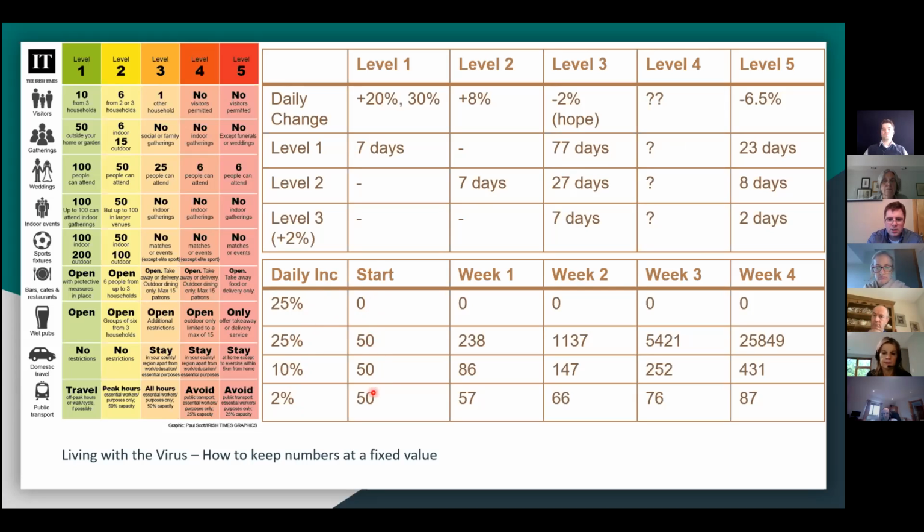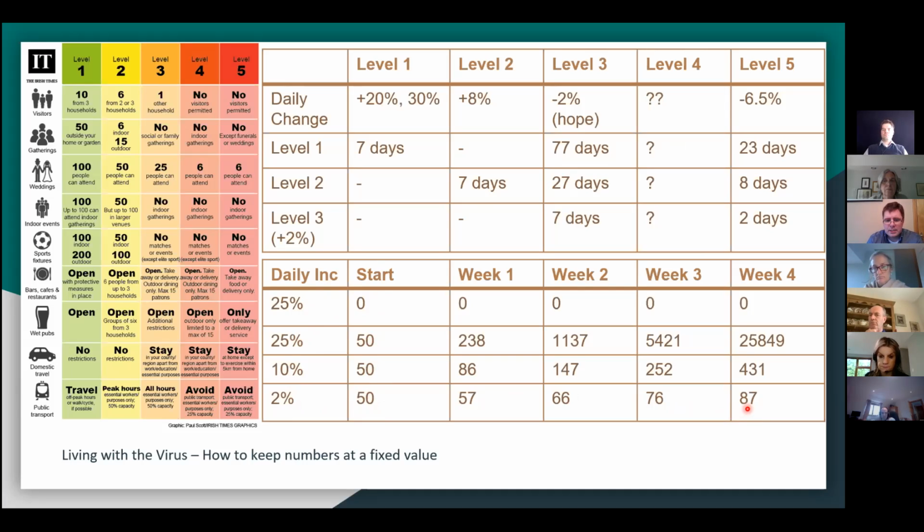So in whichever scenario you start, if you start with 50, you still end up after the end of a month with 87. That might seem okay, but it really does depend on where your starting point is.